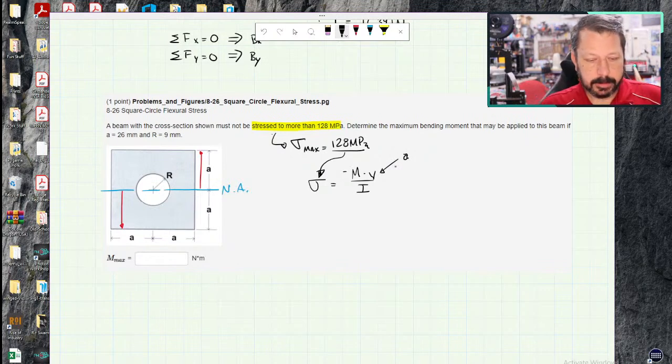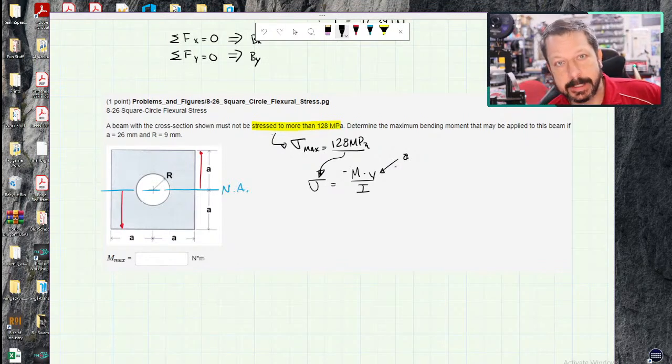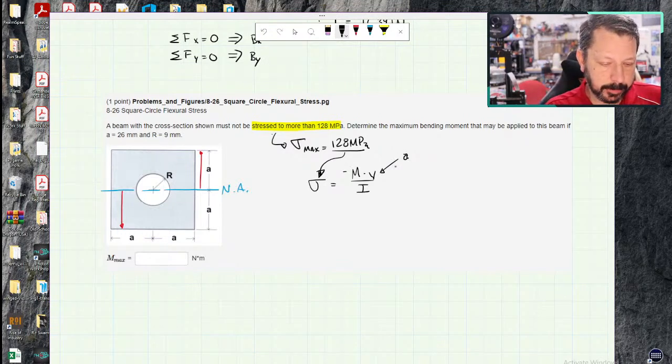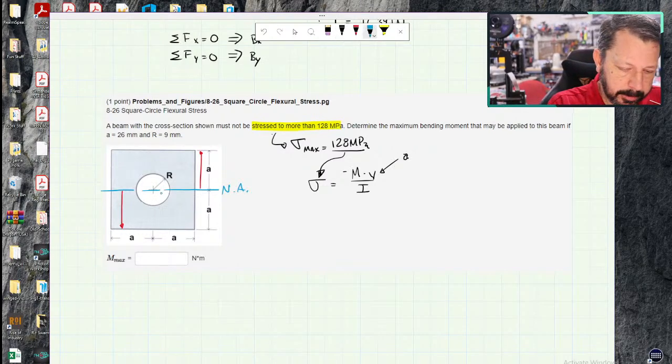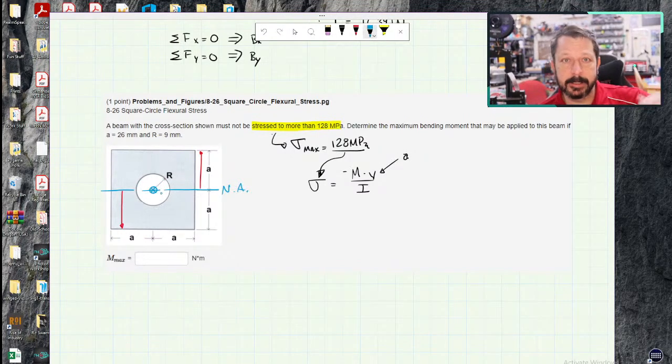So this one doesn't need the fancy thing, doesn't need parallel axis theorem, because the centroid for the circle and the centroid for the square, this is a square, both of those, their centroids are already sitting right on top of the neutral axis, so they don't need to be moved to a parallel axis. They're already at the neutral axis.